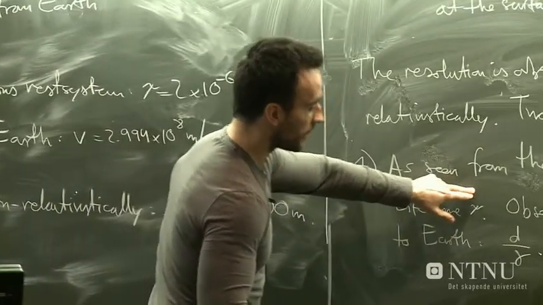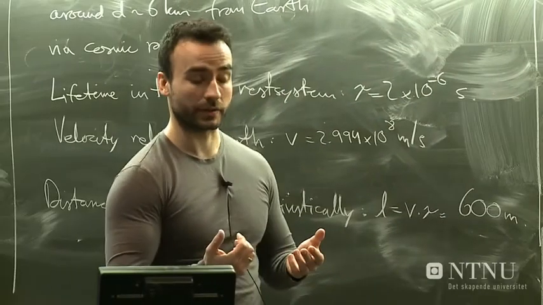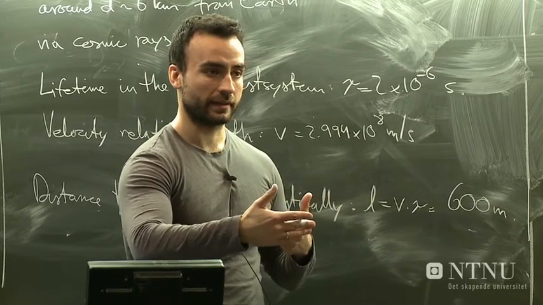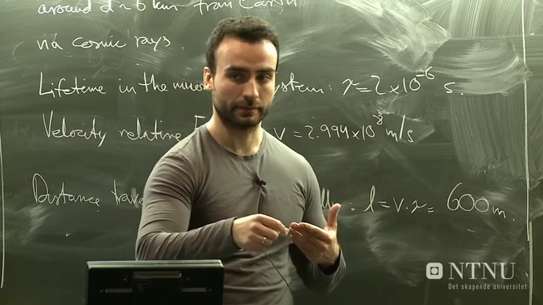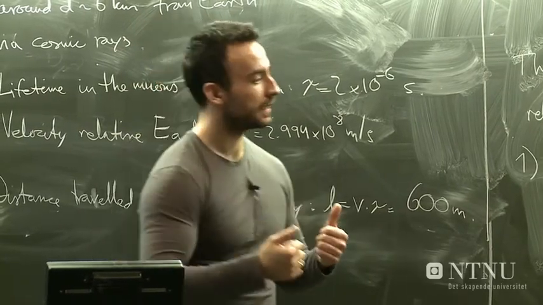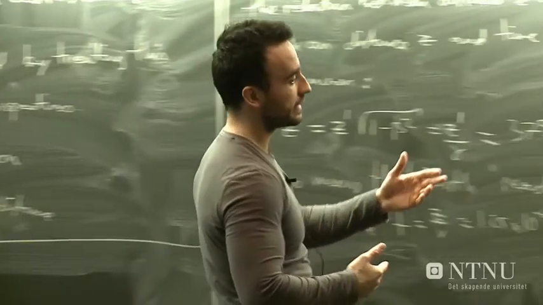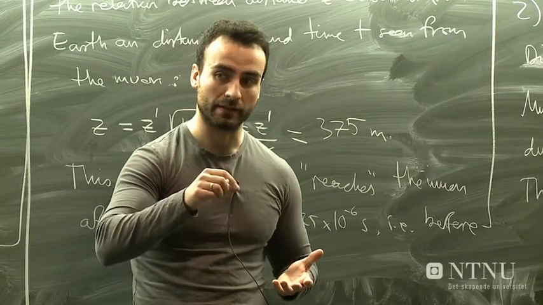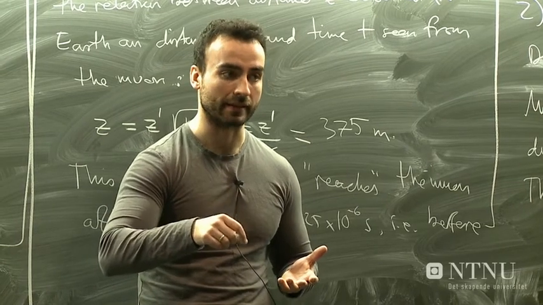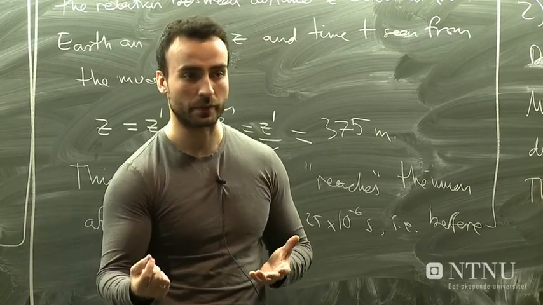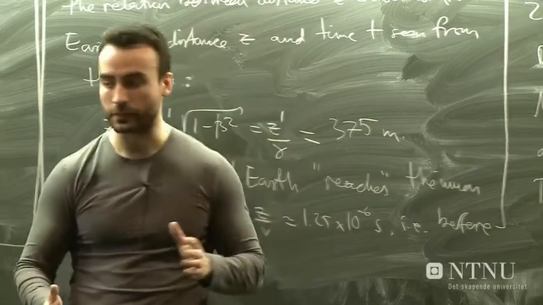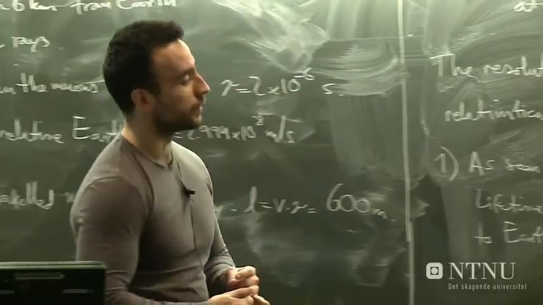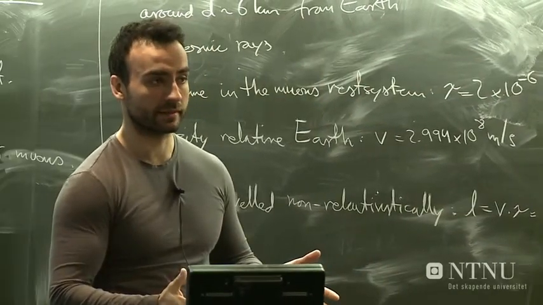As seen from the muon, the lifetime is set. We have a clock, we're measuring how long we live. But the distance to Earth is length contracted, because Earth appears to be moving towards us. As seen from Earth, the distance to the production point of the muon is fixed, but the lifetime of the muon is different than the eigentime of the muon. So by taking into account length contraction and time dilation, we can understand why muons reach the surface of Earth.